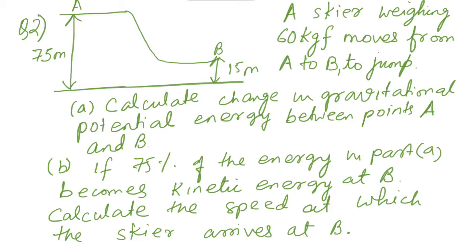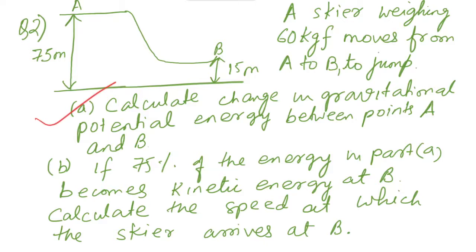The question says a skier weighing 60 kgf moves from point A to B to jump. As you can see in the figure, we have 2 points, point A and point B. A skier has to jump from A to B and the weight of the skier is 60 kgf, right? So we can understand here that the mass is 60 kg.